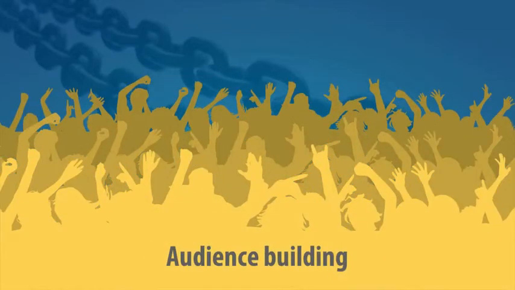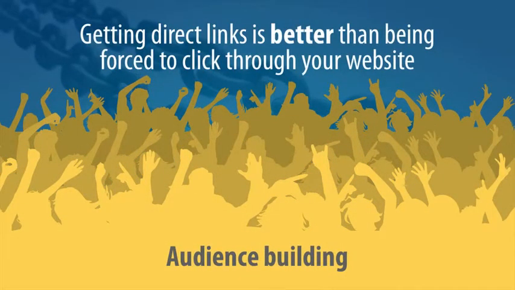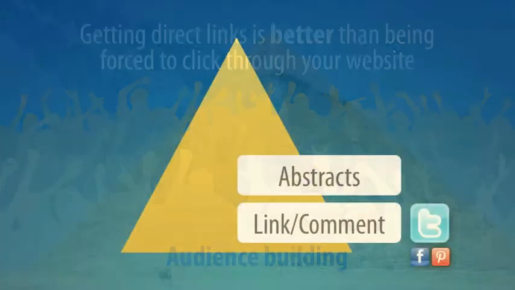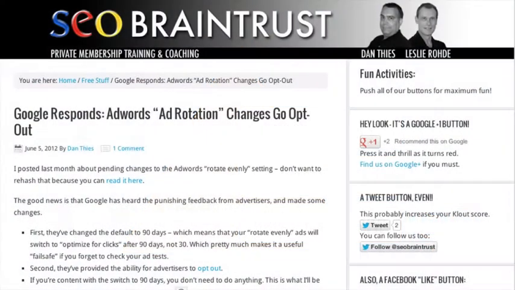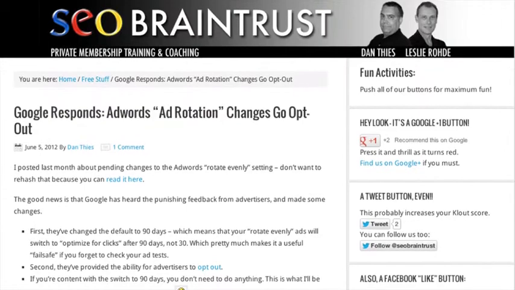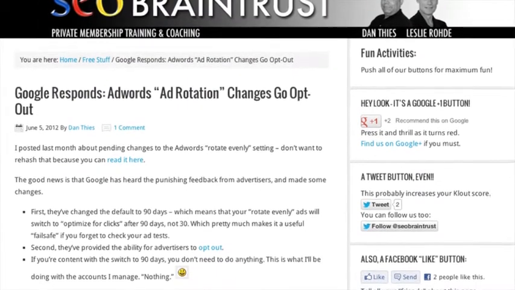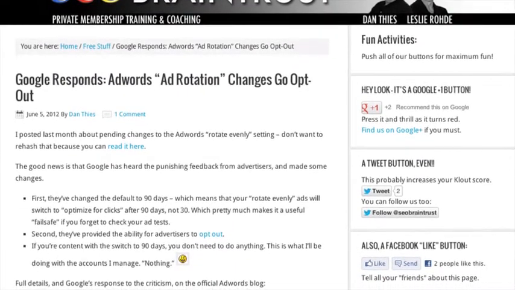It's better for audience building purposes if they're getting direct links and not being forced to click through your website to get to where they want to go. Later on, you can start doing longer versions of the abstract, what we call commentary. This is the next level up on the content pyramid where you're still working off of other people's content, other people's stories. You can see an example here where I wrote up a more in-depth blog post about a story from Google about a change in AdWords policy.